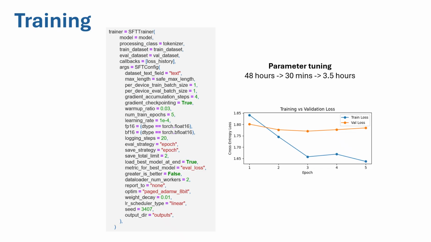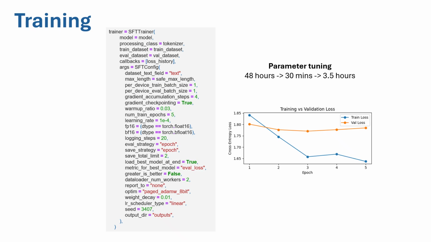To stay within my 8 gig VRAM limit, I used a micro batch size of just 1 with 4 gradient accumulation steps. This gave me a stable global batch size of 4 without triggering out of memory errors. I also utilized the paged AdamW 8-bit optimizer, which intelligently offloads data to the CPU when the GPU is saturated. As you can see in the loss curve, the model converged beautifully.